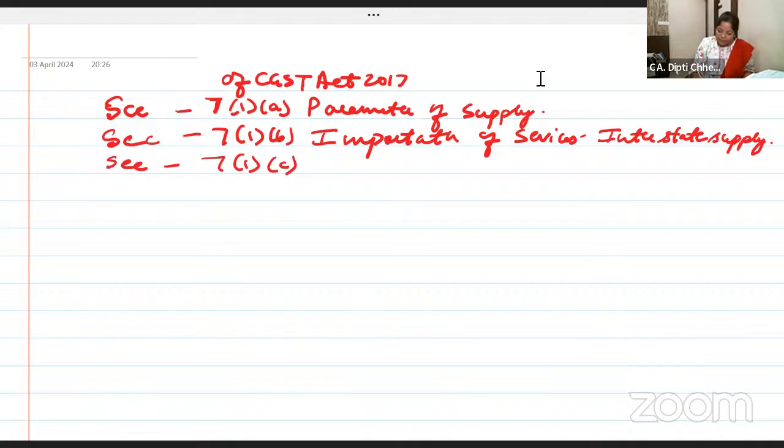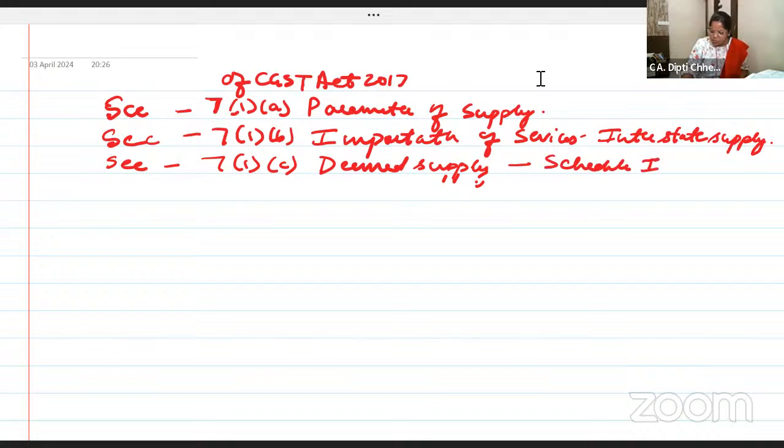7(1)(c). Deemed supply. You remember 4 items we did which are treated as deemed supply: stock transfer, agent principal, permanent disposal of the asset, and it is also covered in Schedule 1. Section 7(1)(d). Okay, not 7(1)(d), sorry. 7(1)(A).